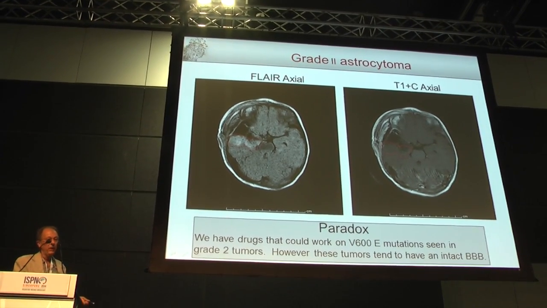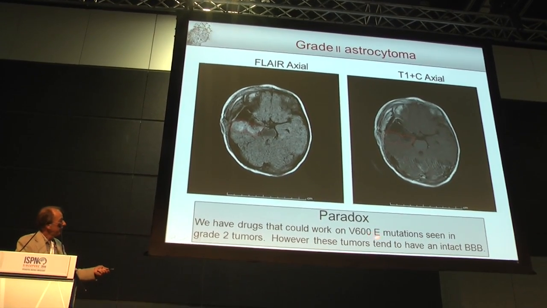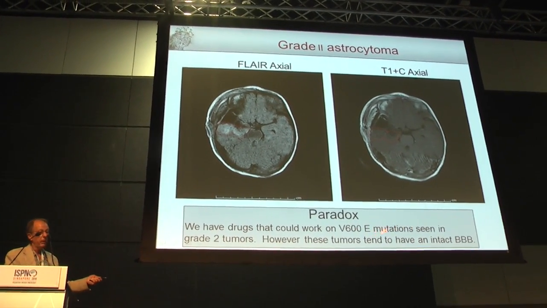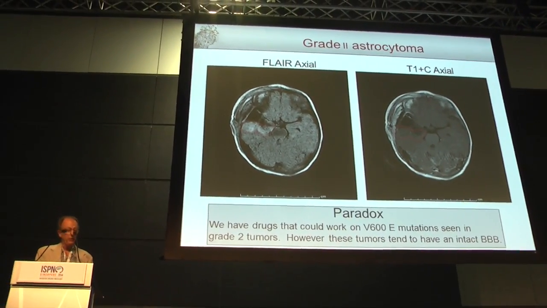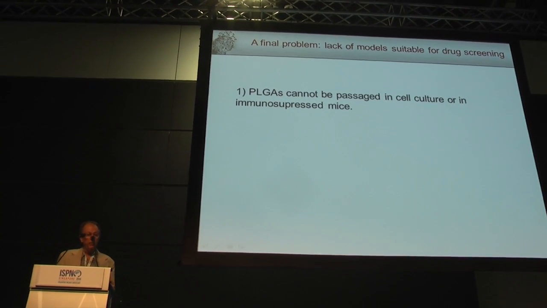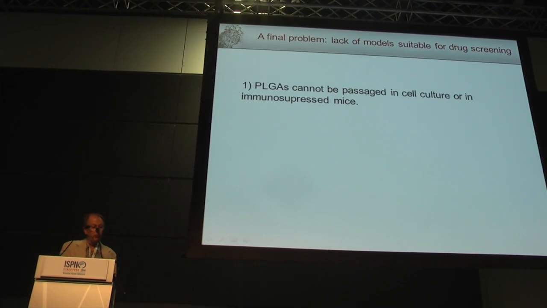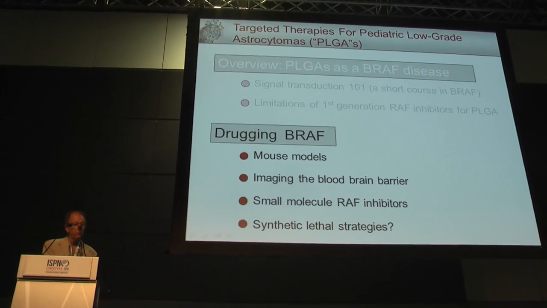Perversely, if you go to the higher grade astrocytomas in kids, you typically do have V600E mutations where we've got drugs that work, but here you don't have that local breakdown of the blood-brain barrier, so the drug can't get at it. It's just perverse. So, final problem has been the lack of human models that would be suitable for drug screening. The kids' tumors just cannot be passed in cell culture or immunosuppressed mice.